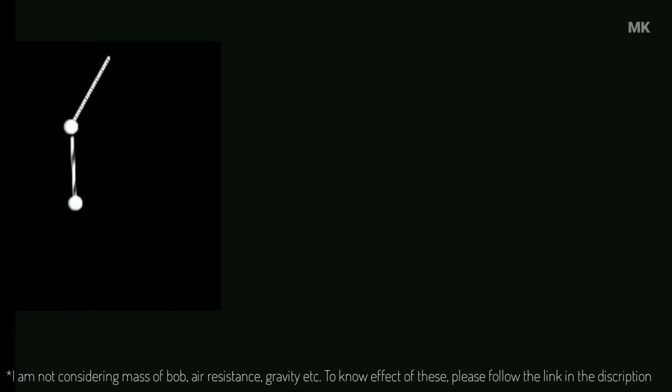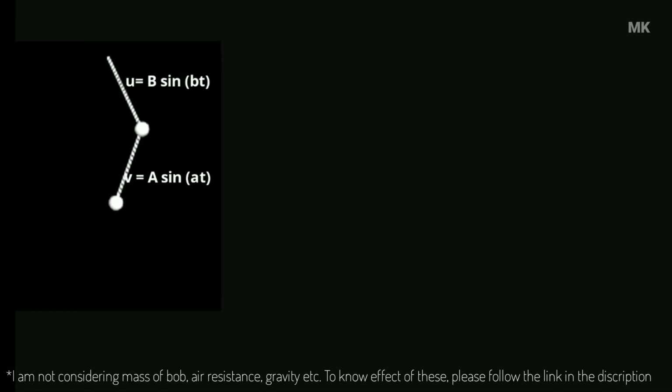Now let's attach another pendulum to the bob of first pendulum and let's see what will happen. Remember, here I am not going to consider things like mass of the bob, air drag and many other things which make it very difficult to understand. To make it easy to understand, I will denote the first pendulum by u is equal to b sine of bt and second pendulum as v is equal to a sine of at.